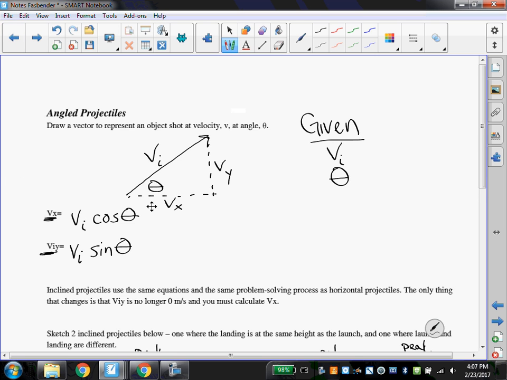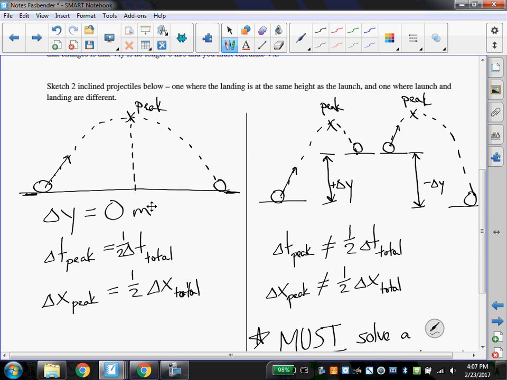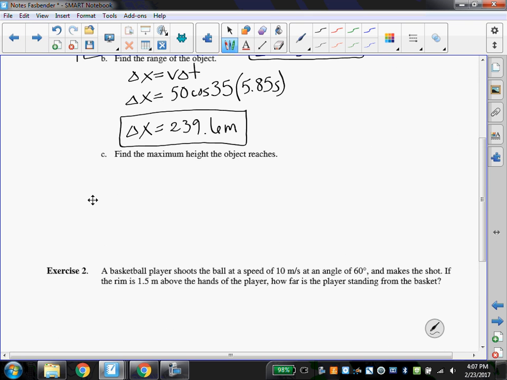But if we go back to the notes that we took last time, we have a couple cheats for when the delta y is 0. Things like the time to the peak is half of the total time. Well, we know the total time. The total time is 5.85 seconds. So that means that the time it takes for me to get to the peak of motion must be half of 5.85 seconds. And I could probably use that information to help me solve this problem.